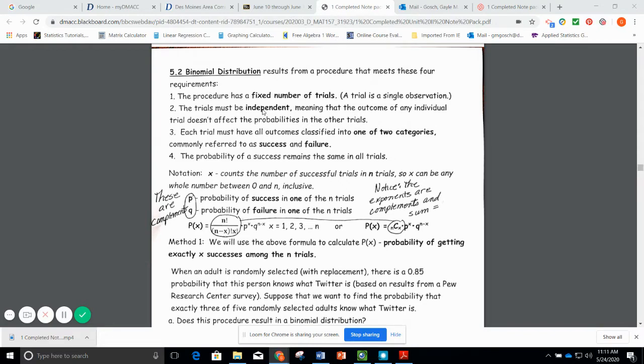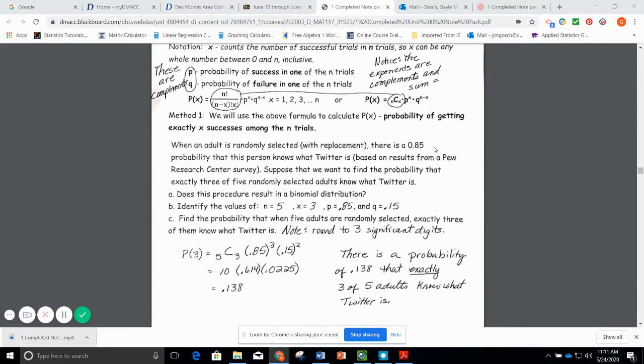Yes. What one individual knows about Twitter doesn't impact any of the others. Each trial has the outcomes of success or failure. So success, they do know what Twitter is. Failure, they don't. The probability of success remains the same for all trials. So this probability of 85% exists for all 5 of the adults. Okay, so that does meet the criteria.